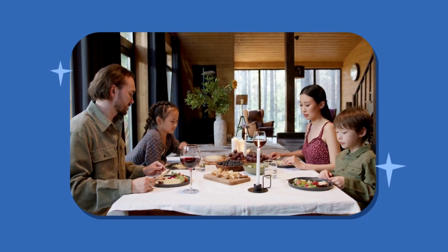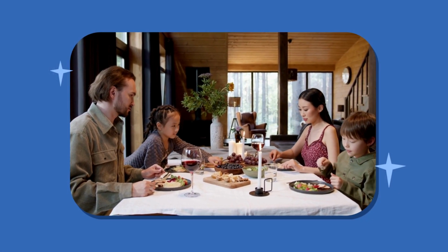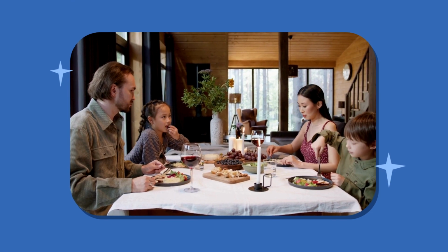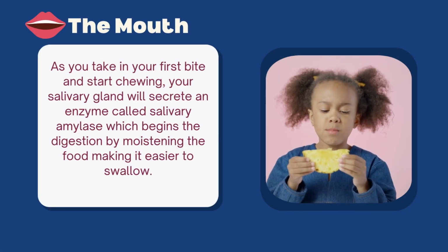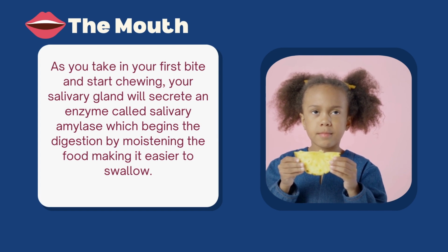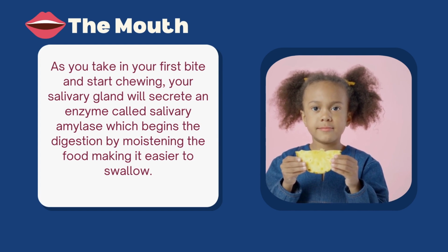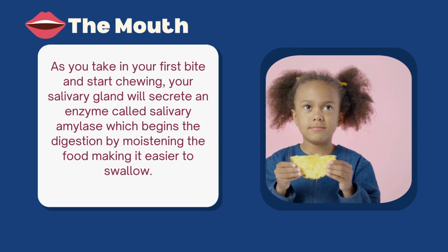Now imagine it's 7 p.m. and it's time for dinner. You start off your dinner with a fresh cold salad and then eat your delicious pasta with marinara sauce. As you take in your first bite and start chewing, your salivary gland will secrete an enzyme known as salivary amylase, which begins the digestion by moistening the food, making it easier to swallow.